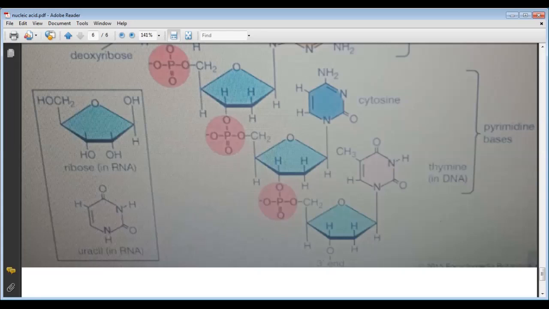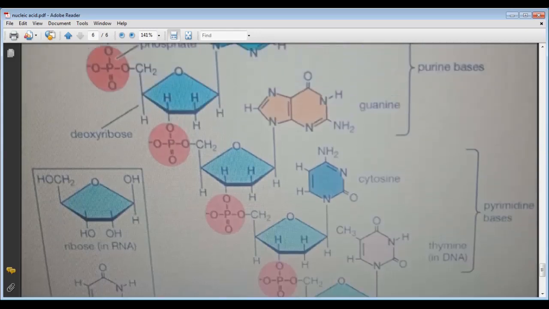And again, here we can see the fifth carbon, where the phosphate is at the fifth position. At the first carbon only the base is present. Here we can see the thymine base is present, and at the first carbon of the second pentose sugar the cytosine is present.